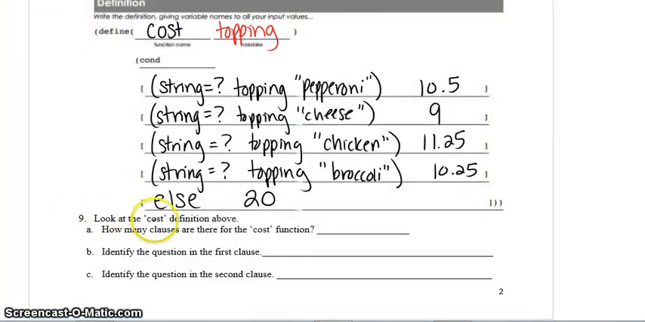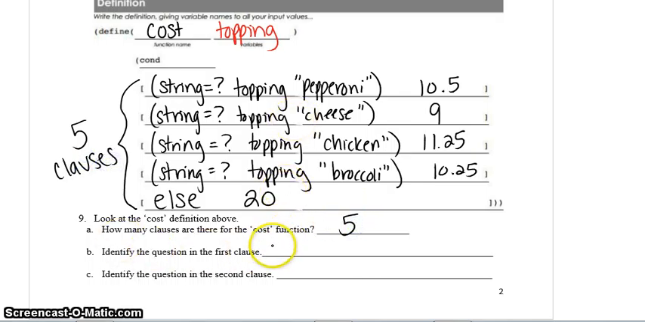Let's go. Number 9, look at the cost definition above. How many clauses are there for the cost function? Remember, the clauses are the statements that start and end with square brackets. There are 5 clauses in this definition. Identify the question in the first clause. I want you to make sure you're understanding that the first clause is asking, is the chosen topping pepperoni?